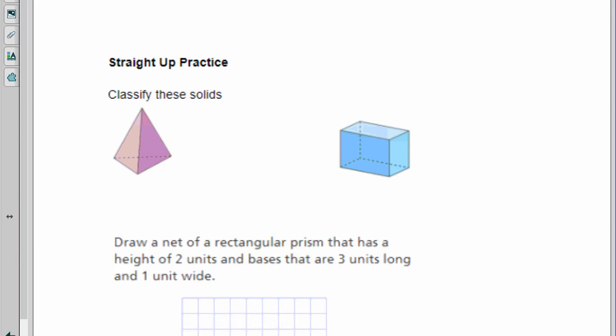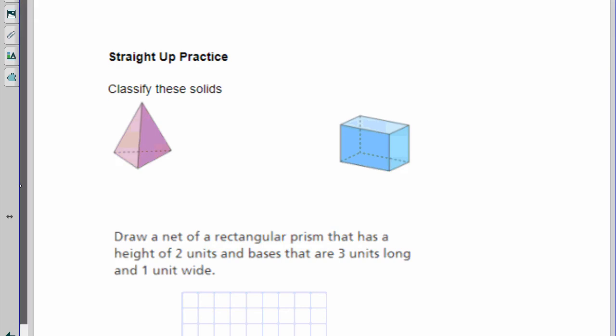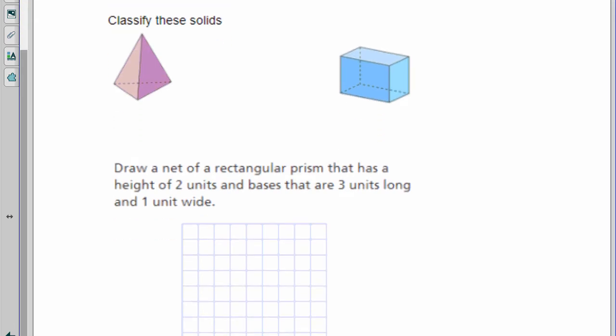For the first 2, you're just going to identify the solids. Are they prisms? Are they pyramids? What kinds of prisms or pyramids are they? And then we have a paragraph here describing a shape, and you're going to try to draw the net for it. So it's a rectangular prism that has a height of 2 and bases that are 3 by 1. So you could even sketch it on the side to see what you think it is, and then try to draw it out. Try it, and we'll talk about it in class.